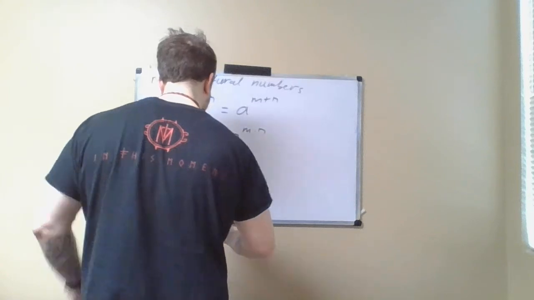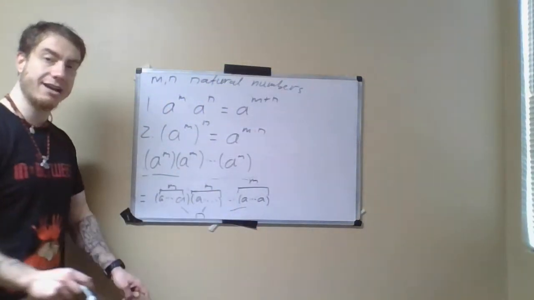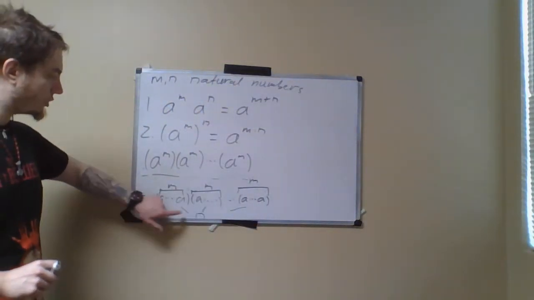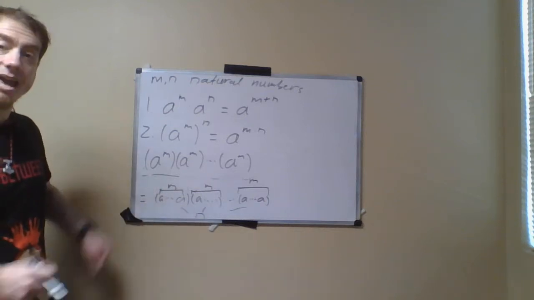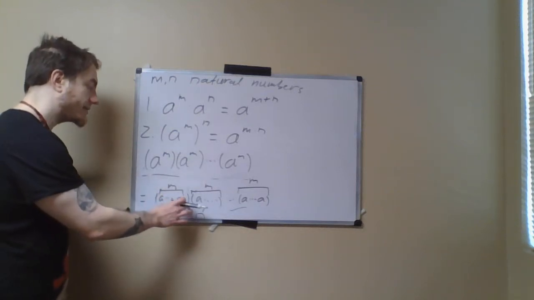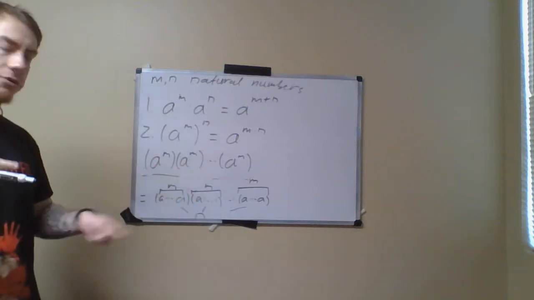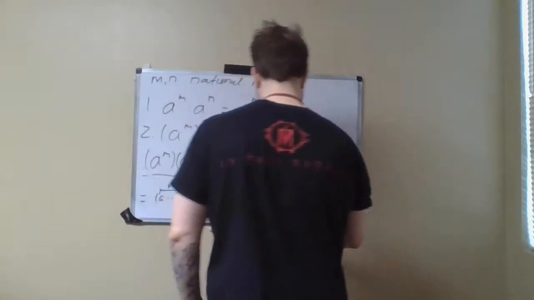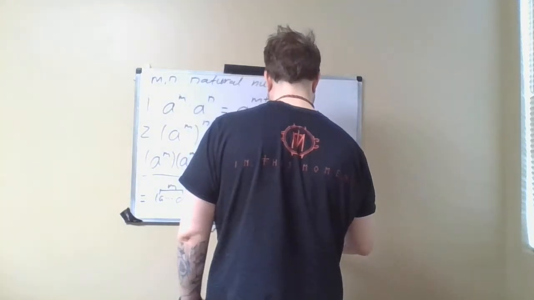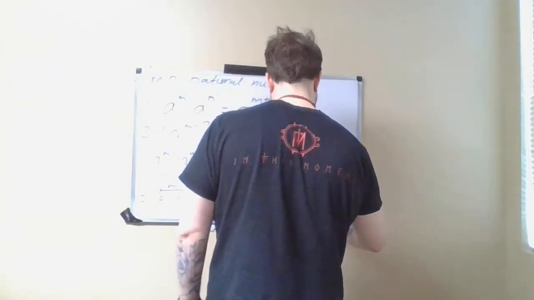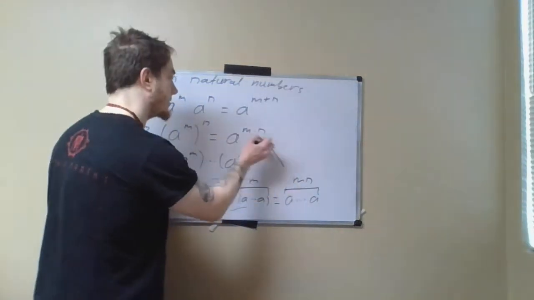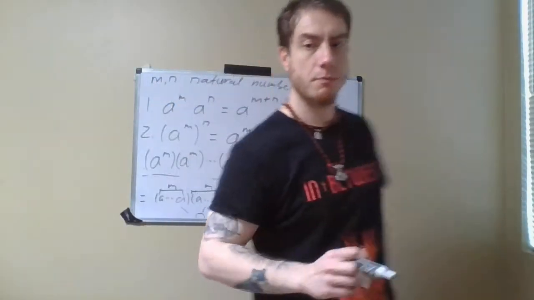And how many of these things do we have? Well, in total, we've got n of these collections. But how many a's do we have? m times n, because we have sets of m, and we've got n of those sets. You multiply those to get the total, and this is going to be m times n copies of a. And that gets us to this property here.